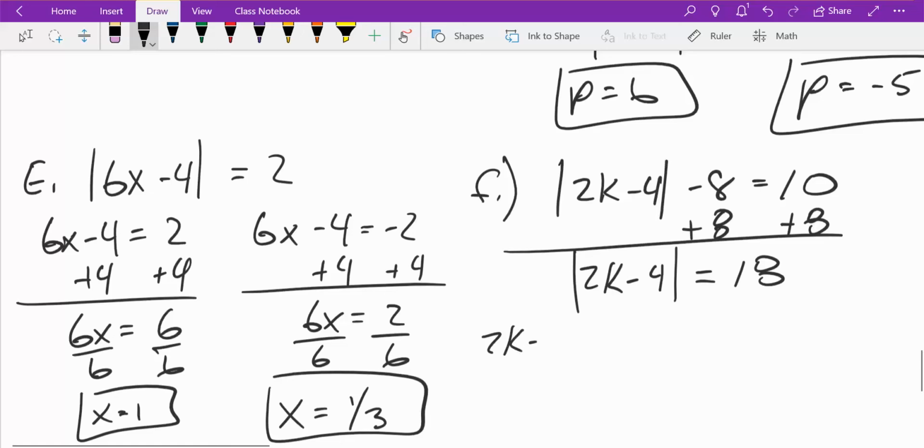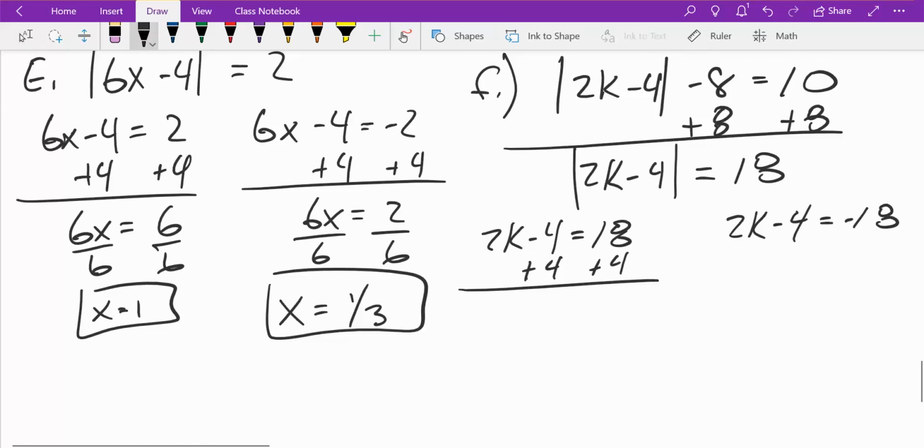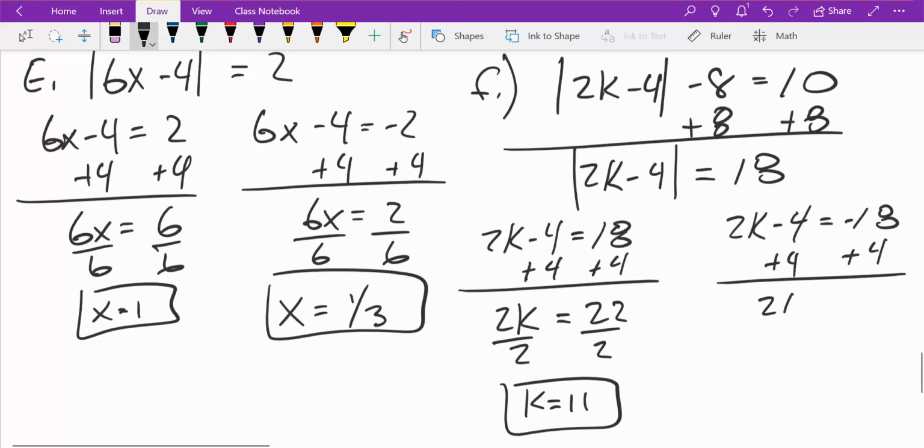So 2k minus 4 equals 18, and 2k minus 4 equals negative 18. So both sides will add 4. We'll get 2k equals 22, divide by 2, k equals 11. Add 4, negative 18 and 4 makes negative 14, divide by 2, k equals negative 7.